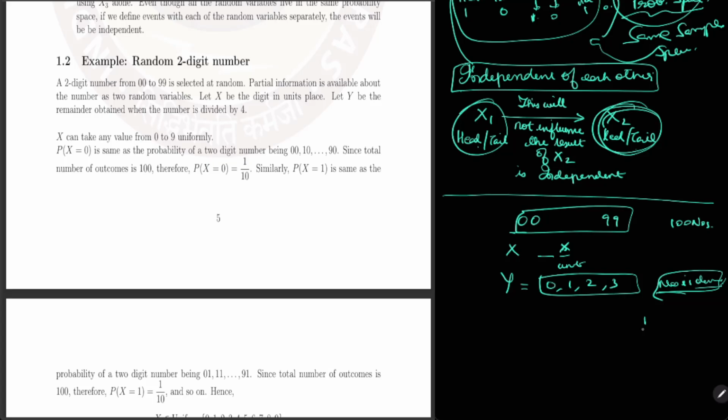Like 1, 2, 3, 4, 5, 6. Here numbers we divide by 4. Remainder will be 0. This remainder will be 1. This remainder 2, 3. This remainder will be 0. Then again 1. Then 2. So only these 4 numbers will be the remainders. Then X can take any value from 0 to 9 uniformly.